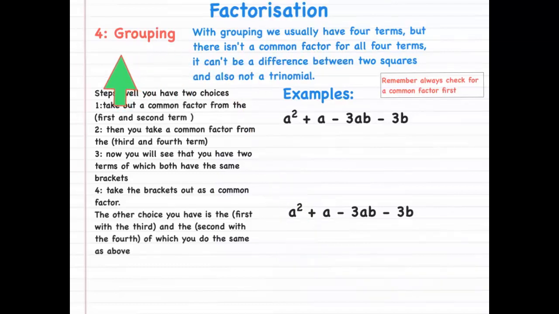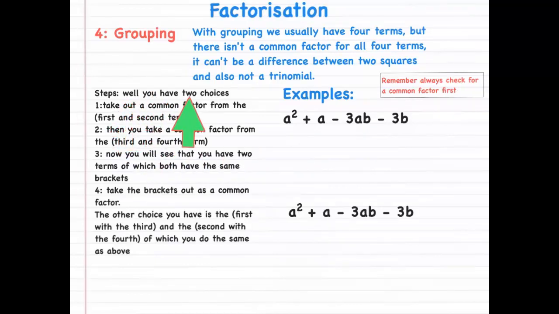And this new factorization law in grade 10 is called grouping. Now with grouping we usually have 4 terms, but there isn't a common factor for all 4 terms. Okay, so when we look at the 4 terms, we cannot take out a common factor for all 4 terms. So there is no common factor. It can't be a difference between 2 squares because there are not 2 terms, right? And it's also not a trinomial because this is 4 terms. So now we call this grouping.